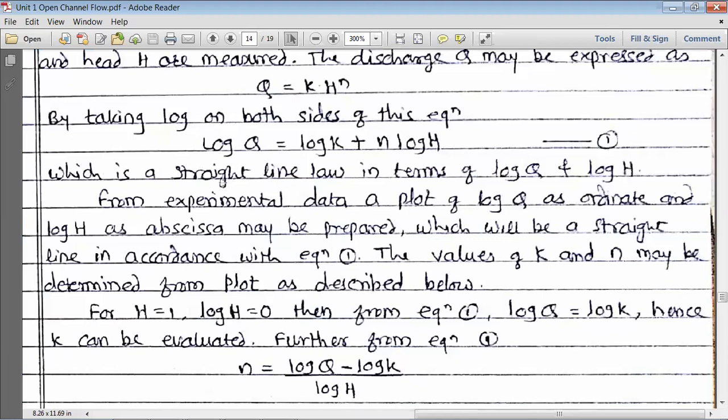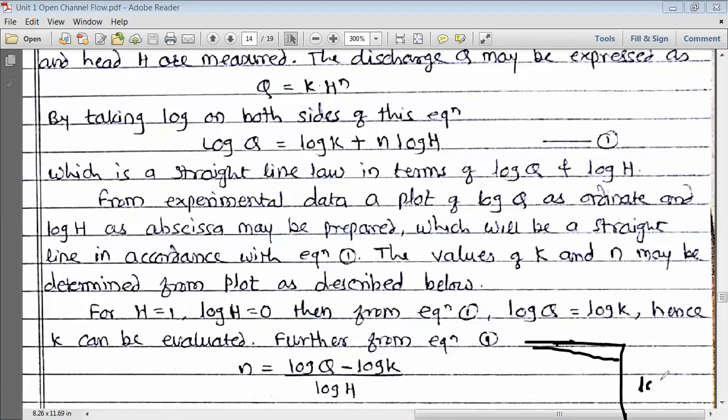Now after applying log here, we put these values on a log paper. On the ordinate, that is the Y axis, we take log Q, and on the abscissa, log H. For example, data plot log Q as ordinate and log H on the abscissa, which will be a straight line in accordance with equation 1.